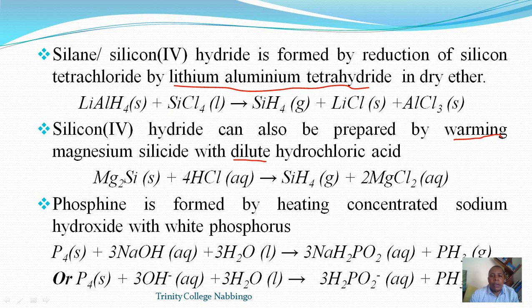Phosphine, which is the hydride of phosphorus, of course we have seen this reaction before, is prepared by reacting white phosphorus with sodium hydroxide. The sodium hydroxide must be hot, or heating is required, and the sodium hydroxide should also be concentrated. Of course, we have seen this reaction when we were discussing the reactions of period 3 elements with alkalis. Yes, that very reaction can also be used to prepare phosphine. Phosphine is the hydride of phosphorus. So that is how we prepare phosphine.